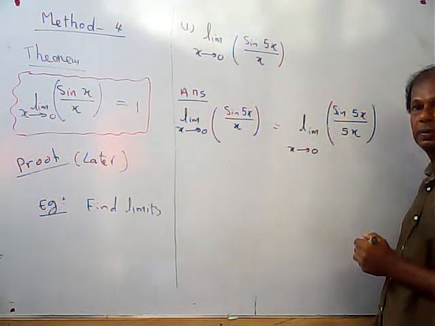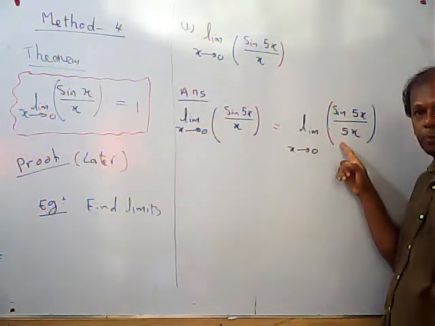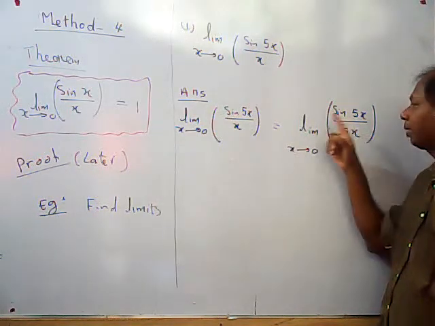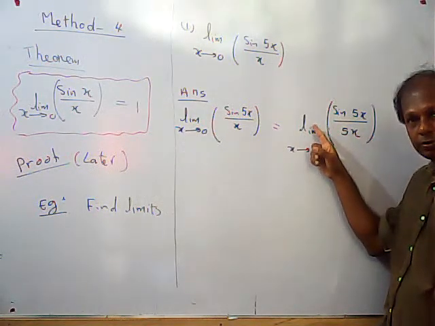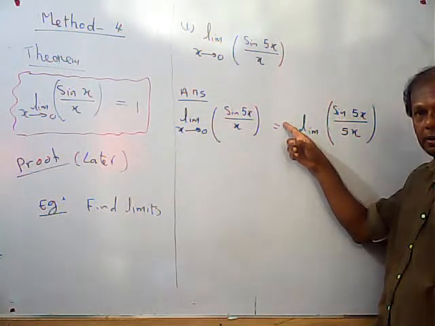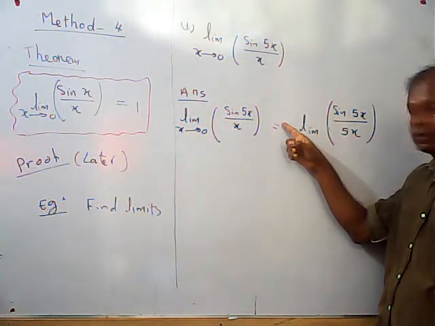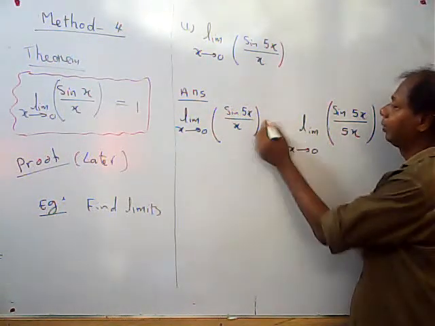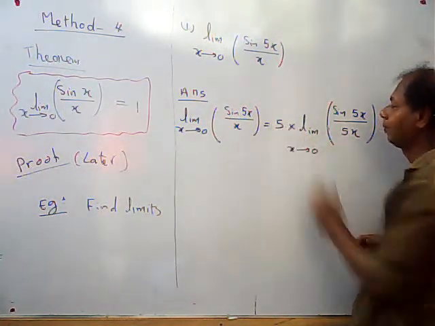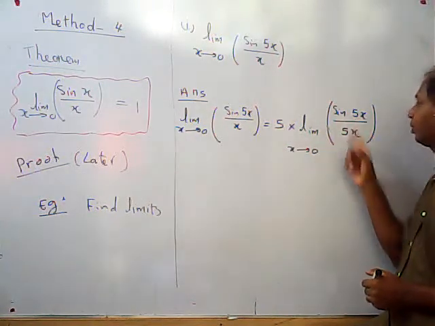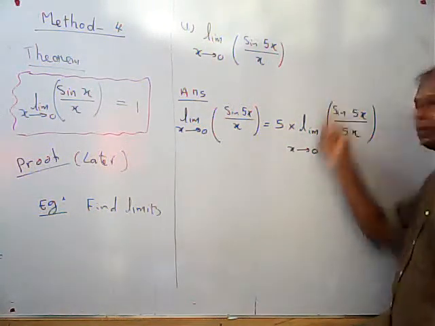But this 5 is something really important. The 5 is a constant, so I write it outside, because it's a constant independent of x. So it can be written outside. So 5 times the limit as x goes to 0 of sin 5x divided by 5x. Now this one is okay.